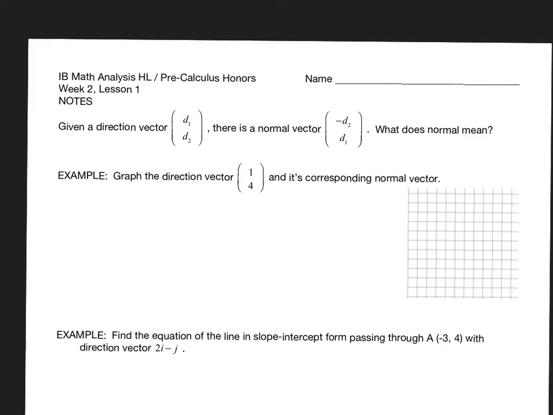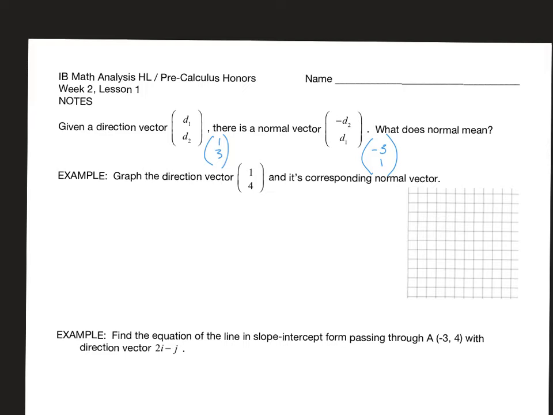Week 2, lesson 1. All right, so this is saying if there's a direction vector that has a certain number in the x direction and a certain number in the y direction, then there's something called a normal vector that looks like this. So let's put some numbers in there and see if we can make that make a little bit more sense. So if our original direction vector was, let's just say, 1, 3, that means that the normal vector would be -3, 1.